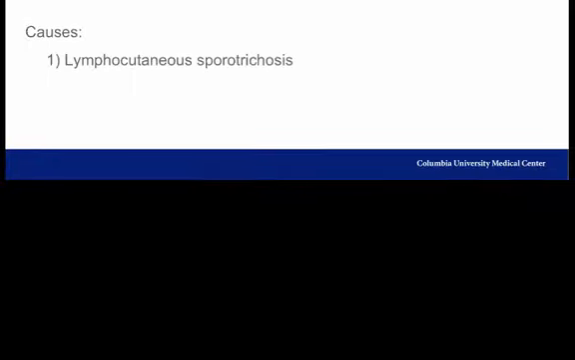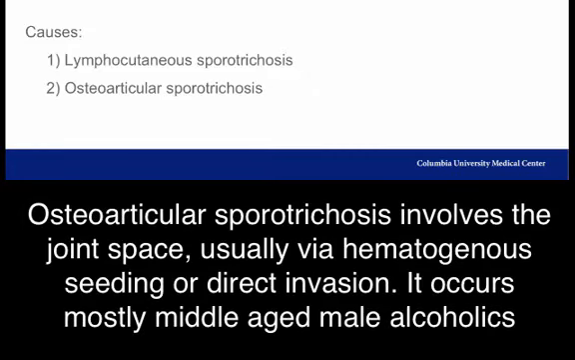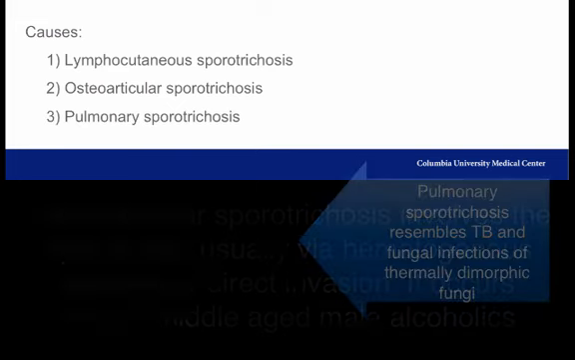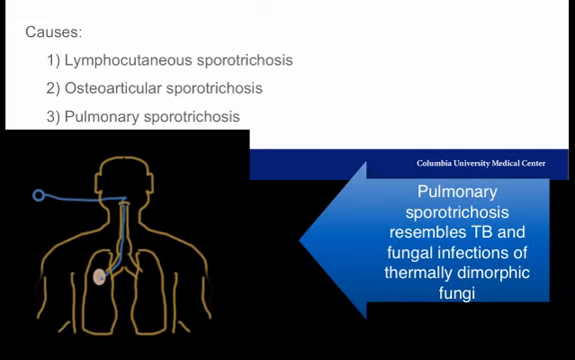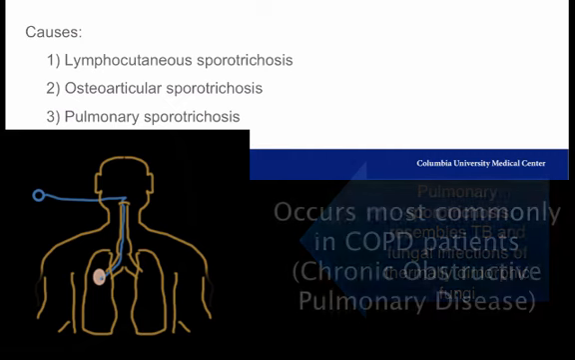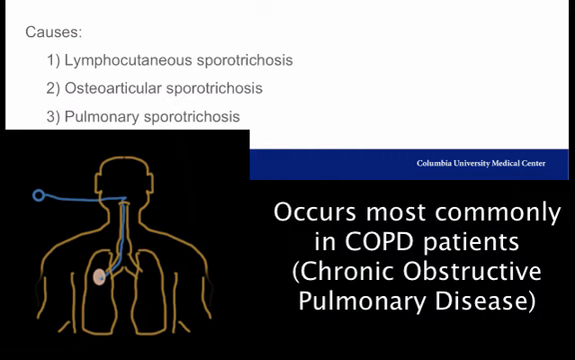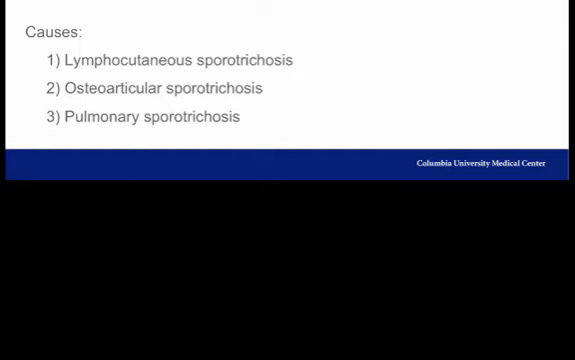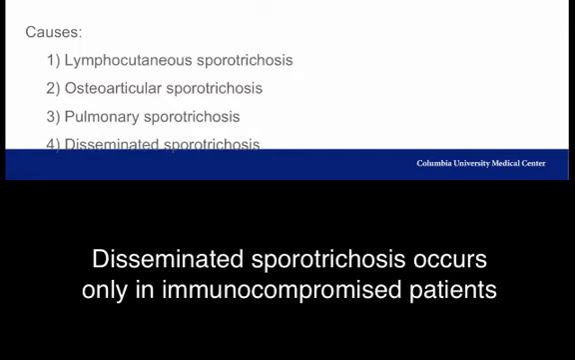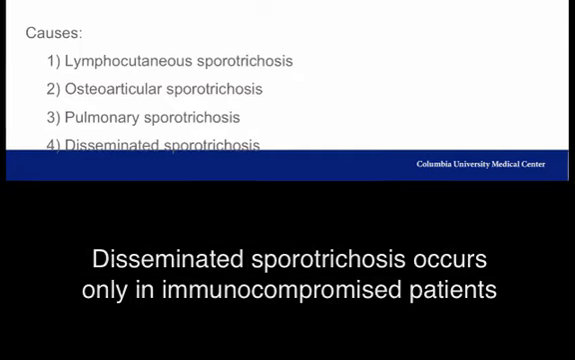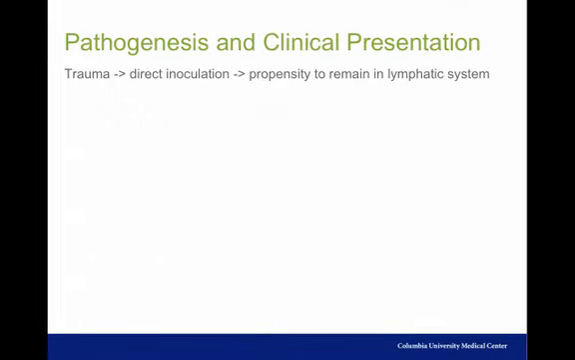In addition to causing lymphocutaneous infection, Sporothrix also causes osteoarticular sporotrichosis involving the joint space. Pulmonary involvement of sporotrichosis is much less common and occurs almost exclusively in people with severe pre-existing lung disease. Disseminated sporotrichosis is also extremely rare and occurs only in markedly immunocompromised patients.